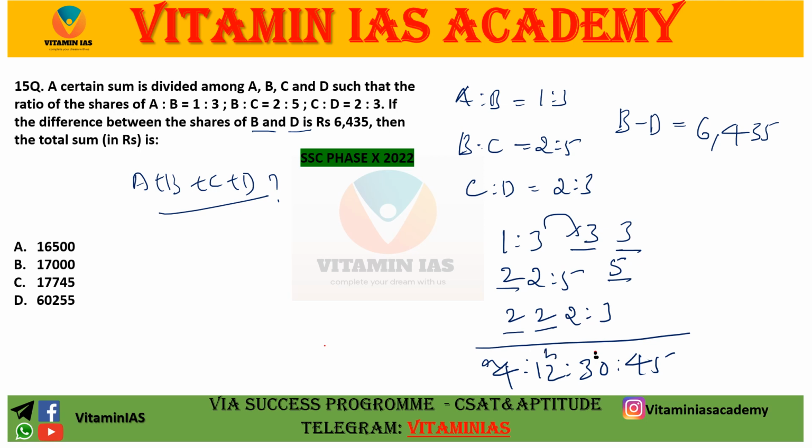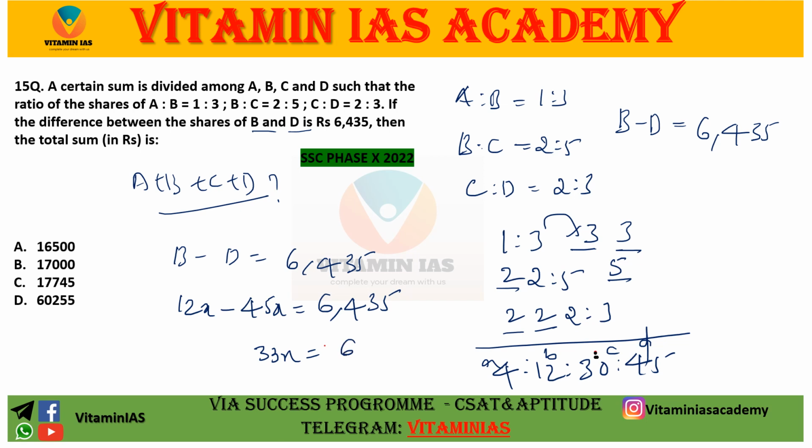Here the A, B, C, D values came, but they said that B minus D is equal to 6,435, which means 12x minus 45x is equal to 6,435. Here 33x is equal to 6,435, and x is equal to 6,435 by 33. Then how much will you get? x is equal to 195.